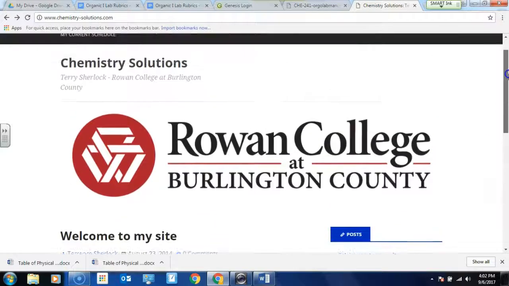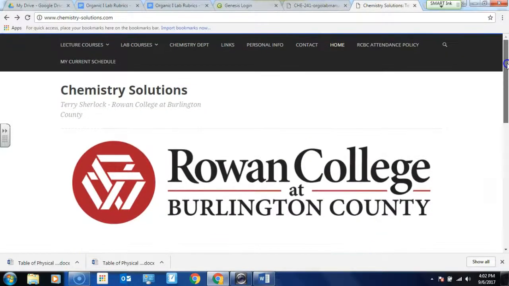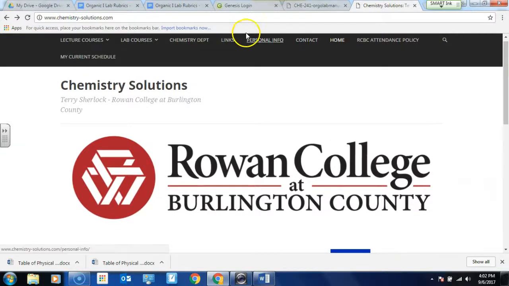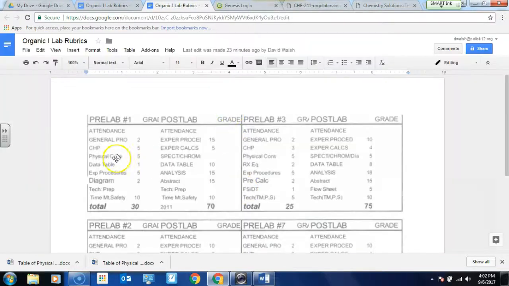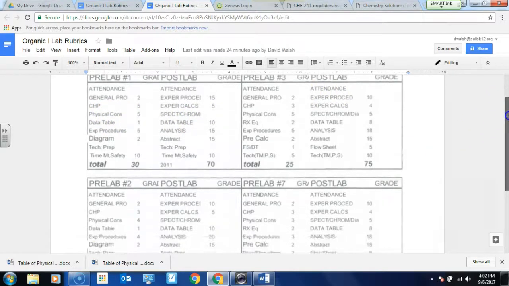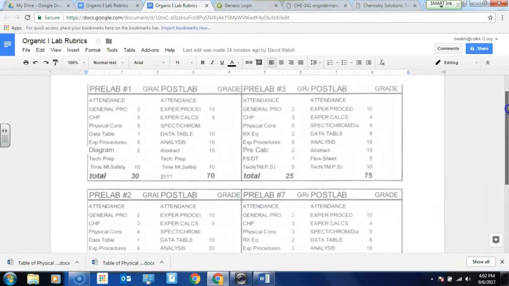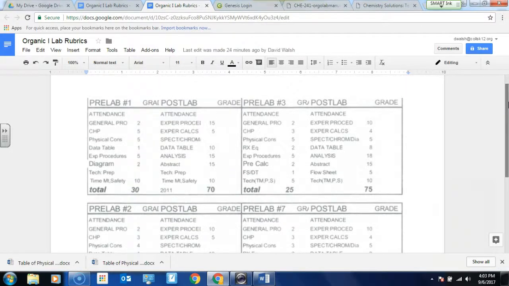Hey everybody. I wanted to go over what you need to do for the physical constants sheet. If we look at your lab rubric, you'll see it says physical cons. Okay, sometimes it'll say PC or phys cons, but that's the physical constants sheet. Okay, and this may be one of the most important sheets that you can have to begin with, and a lot of times I will check that this is filled out before you even get to lab.